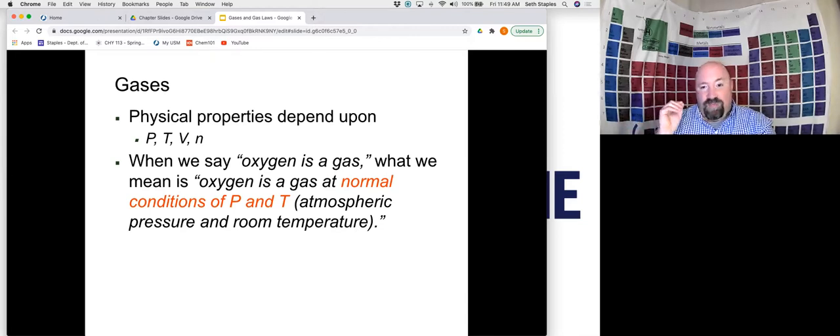And so all the conditions we would have to have in order to have solid CO2 are obviously not normal atmospheric conditions. That's just another thing that is important to keep in mind: when we say something is a gas, we're saying it's a gas at what we would consider to be normal pressure and temperature situations.